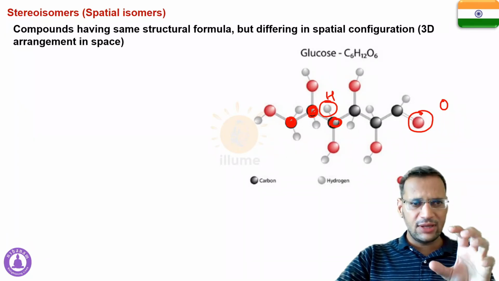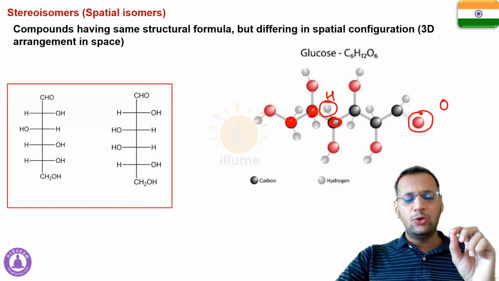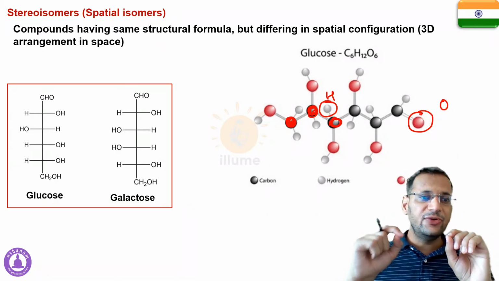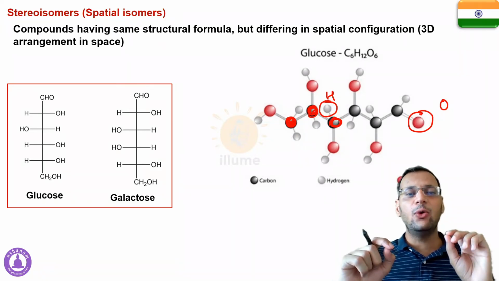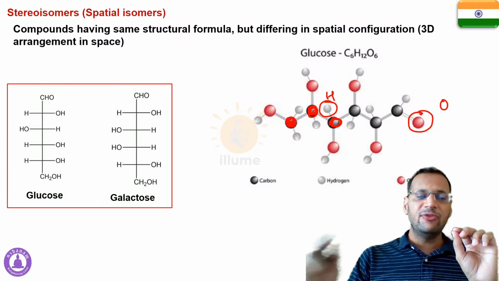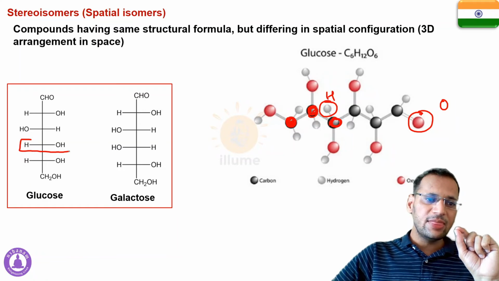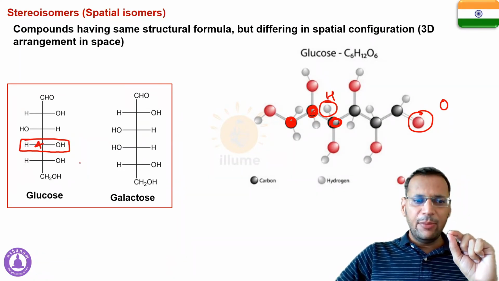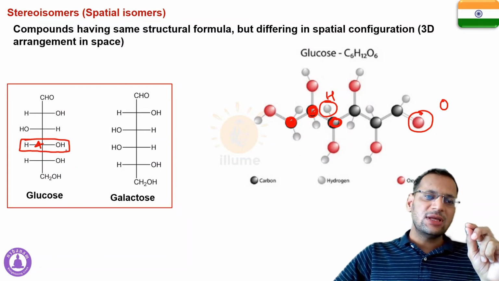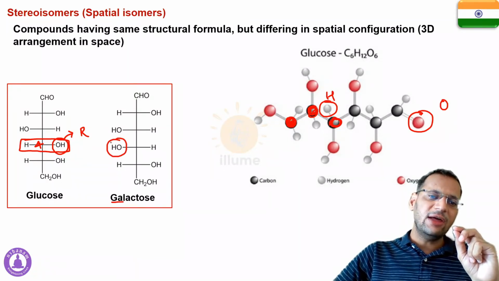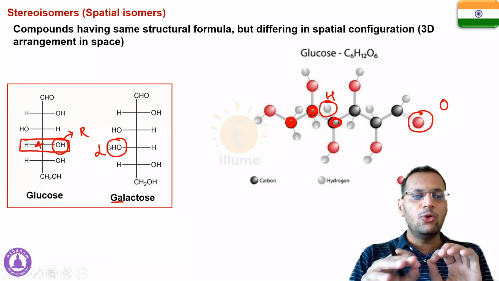Let's see how. These are two basic monosaccharides, glucose and galactose. If you look at these Fischer projections carefully, you will find only a single difference between glucose and galactose, and that difference lies here, on carbon number 4. On carbon number 4, in the case of glucose, the OH group is on the right side, but in the case of galactose, this OH group is on the left side. Then there is no other difference.